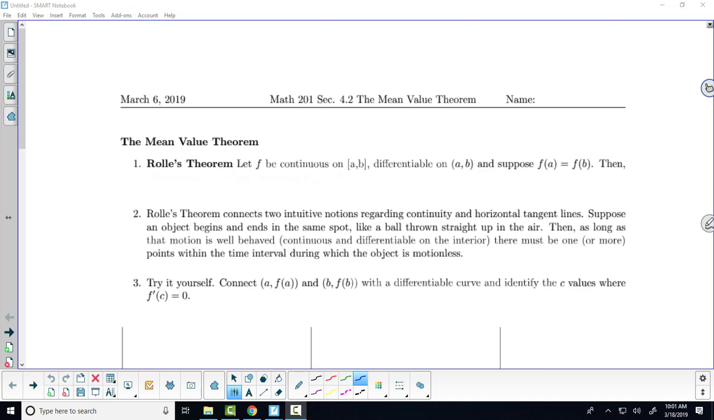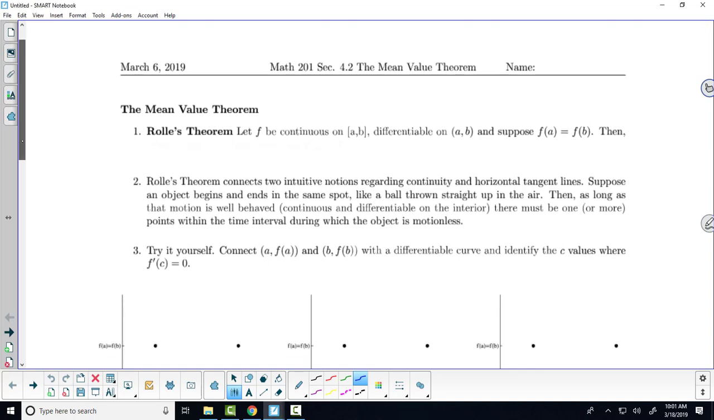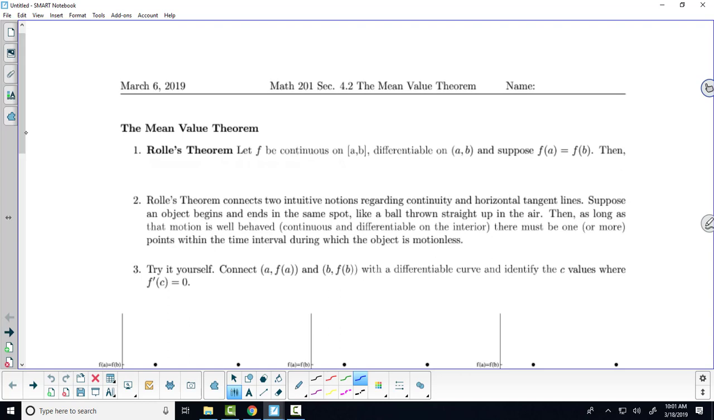Okay? So we've actually sort of been building up for this. We had Fermat's theorem from the last unit, or from the last section, and then we've got Rolle's theorem now, and then we'll jump into the mean value theorem. So Rolle's theorem says this, and start paying attention to these conditions that are required on these functions. It says let f be continuous on a closed bounded interval, and differentiable on the interior of that closed bounded interval, on the inside of it.